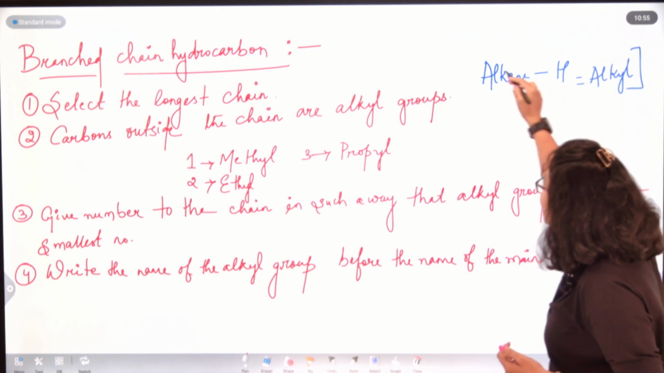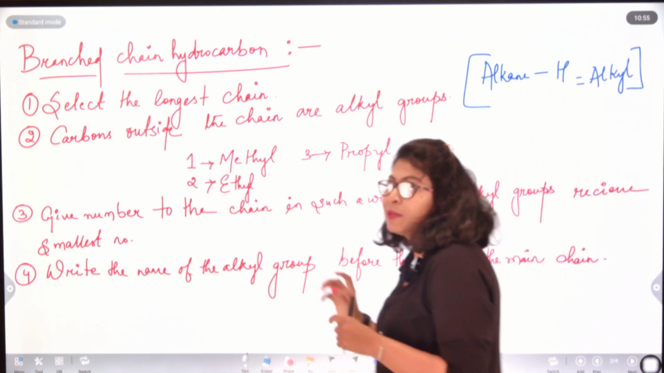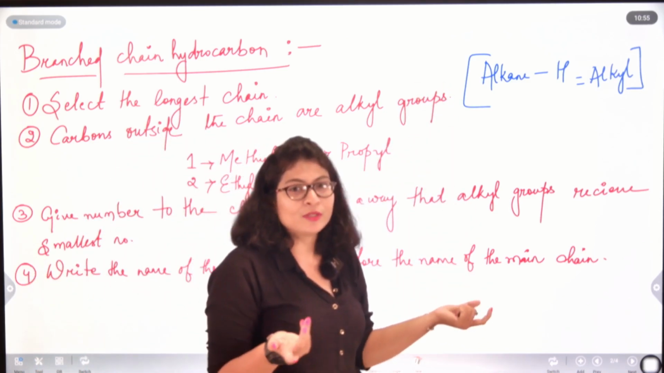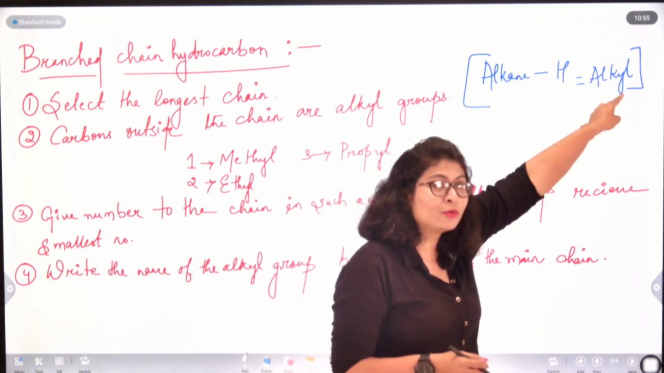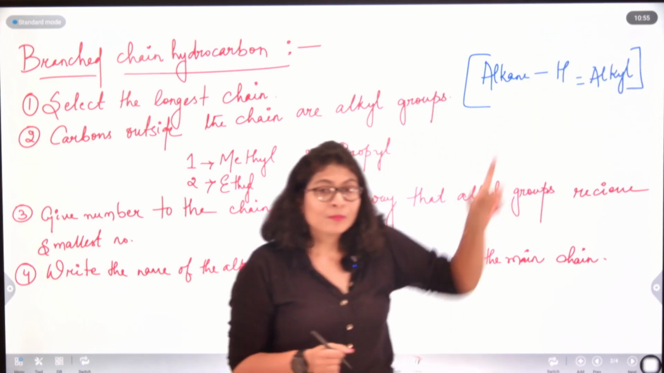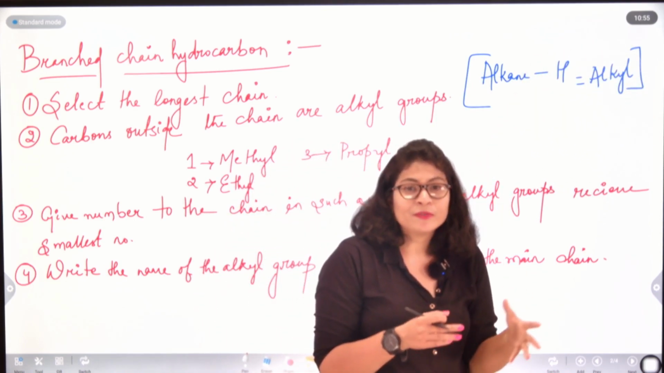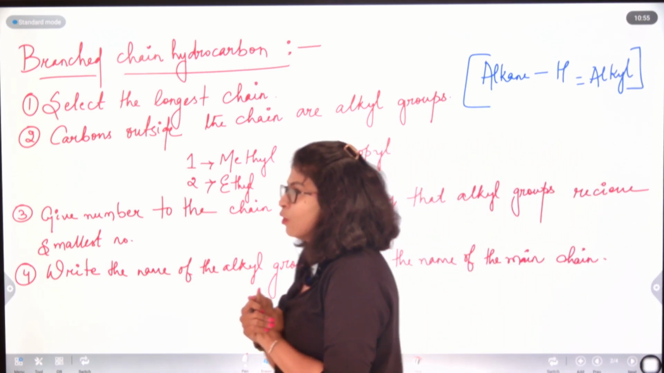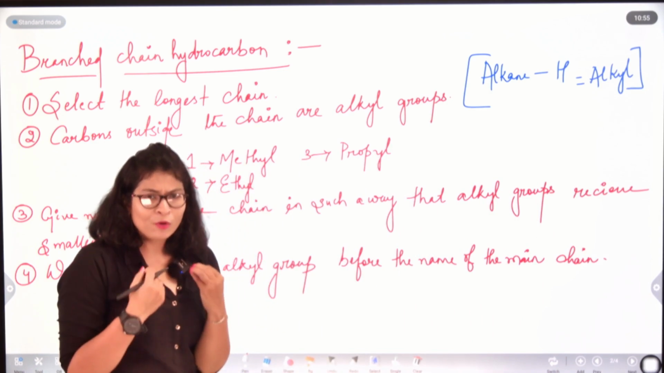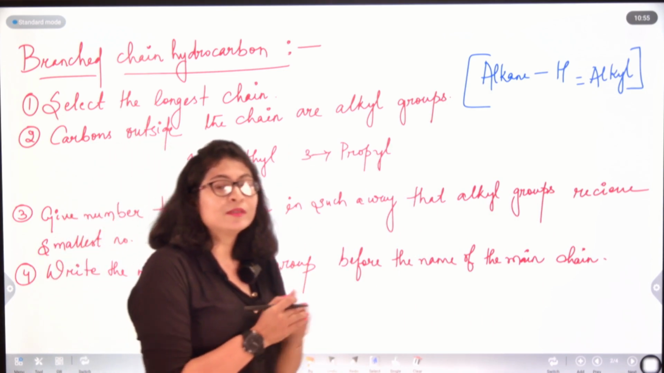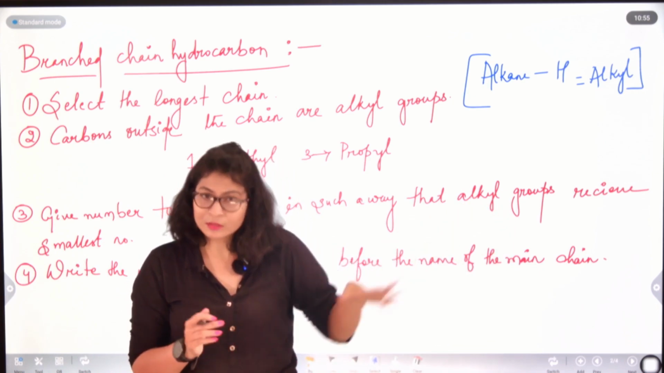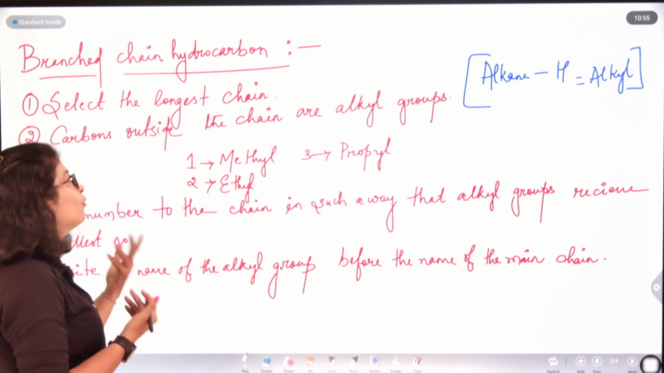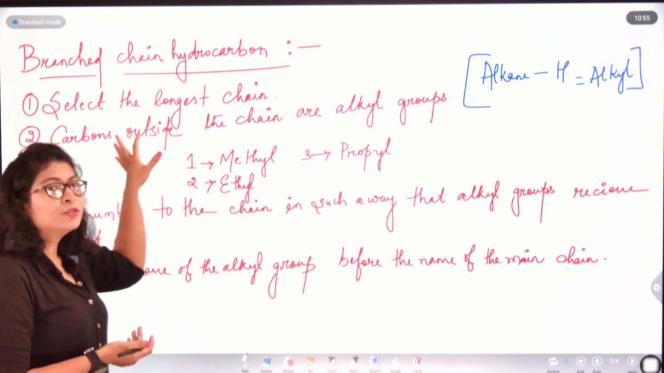This you must keep in mind for naming branch chains. This is the key thing you have to remember for naming branch chain hydrocarbons. Alkane minus hydrogen gives you an alkyl group, but other rules like the word root and the suffix remain the same. So first of all, we have to select. For now, let us just see the rules. When we deal with the examples in the upcoming lectures, you'll be clear about how we exactly do the nomenclature for branch chain hydrocarbons.